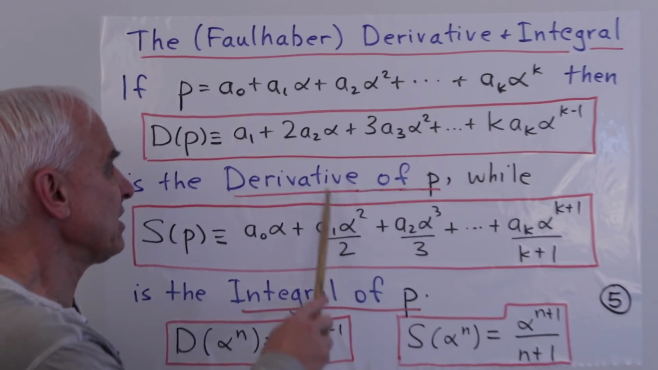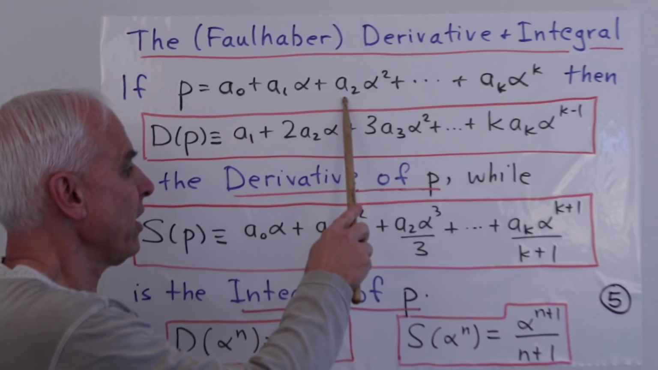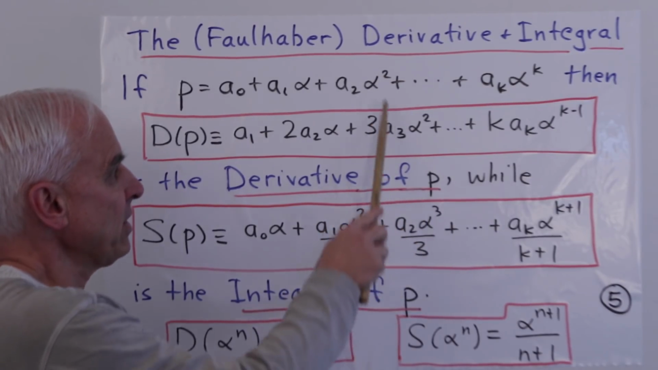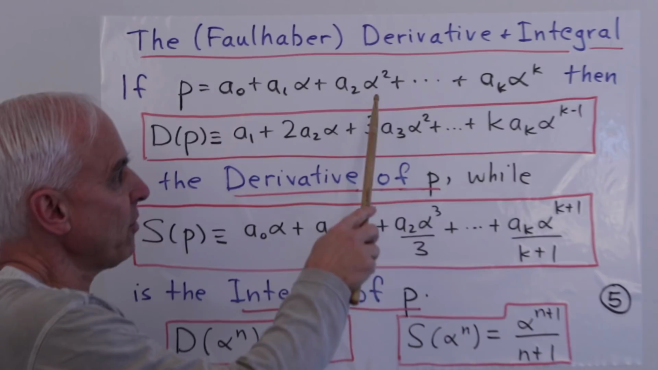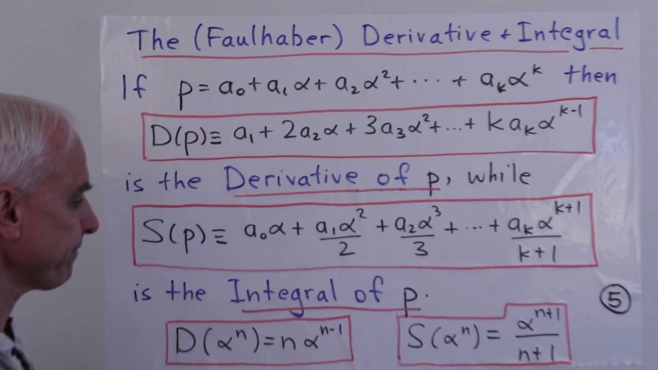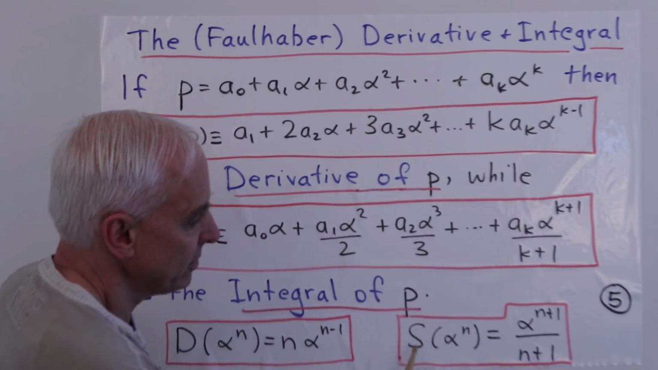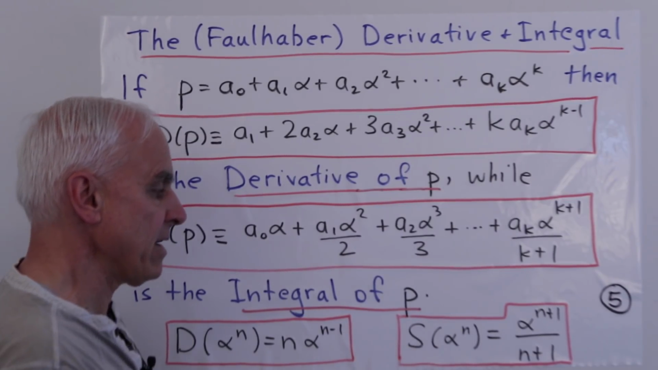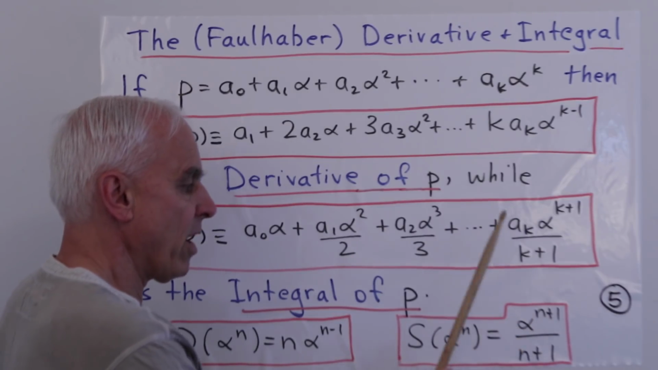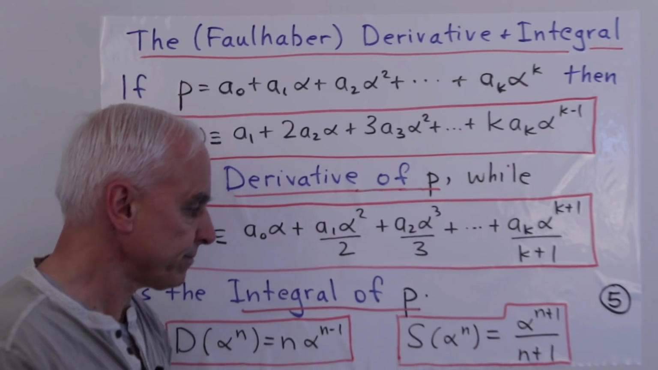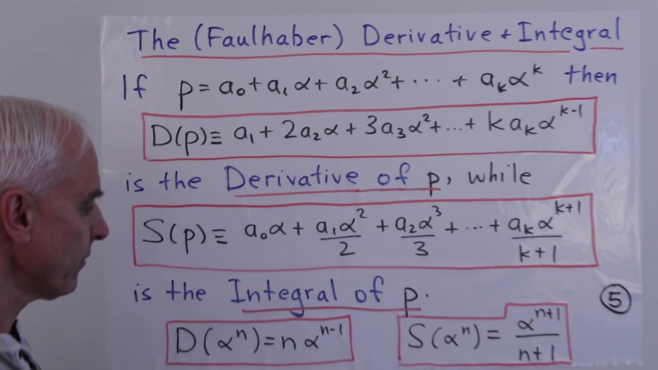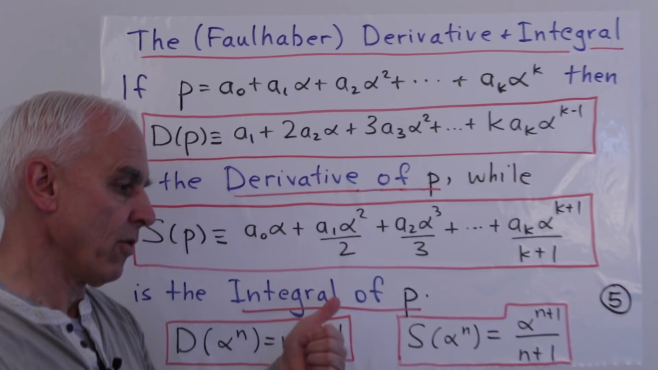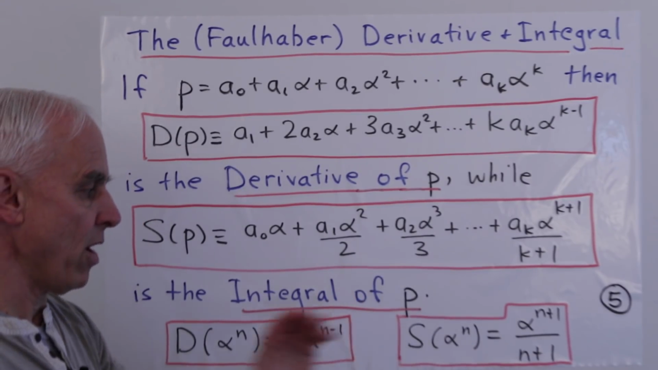So we're raising the exponent. For example, for this one here, instead of dropping the exponent, we're raising the exponent, so it becomes a2 alpha cubed. Instead of multiplying by the coefficient, we're dividing by it. And there's the simple rule corresponding to this one, that S of alpha to the n is alpha to the n plus 1 over n plus 1. And here, n are always natural numbers, 0, 1, 2, 3, and so on.